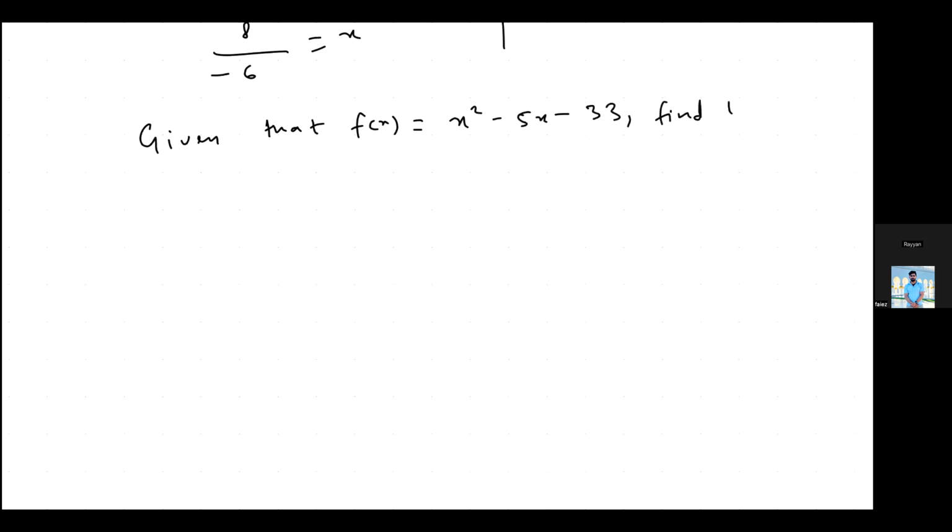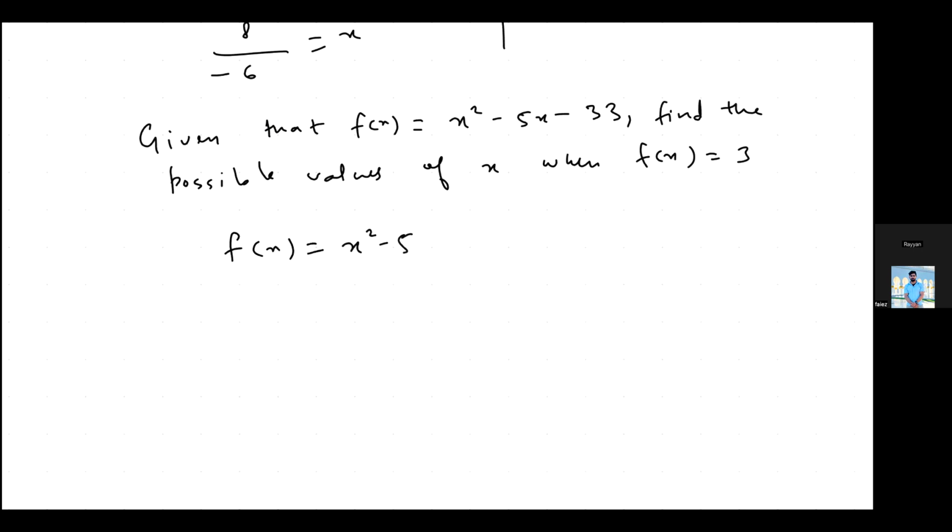Find the possible values of x when f(x) equals 3. So f(x) equals x squared minus 5x minus 33. This is 3 equals x squared minus 5x minus 33.